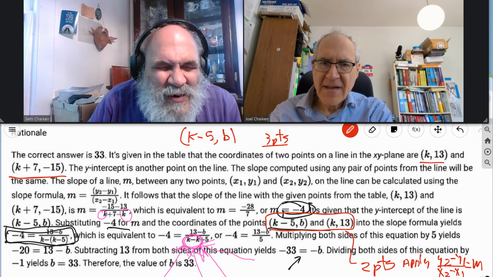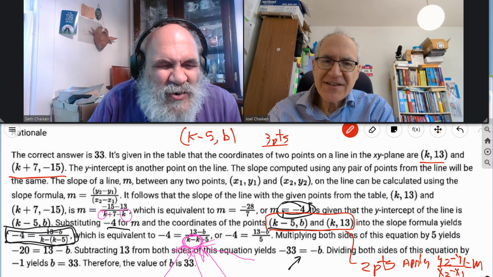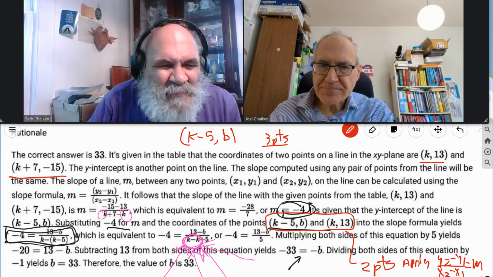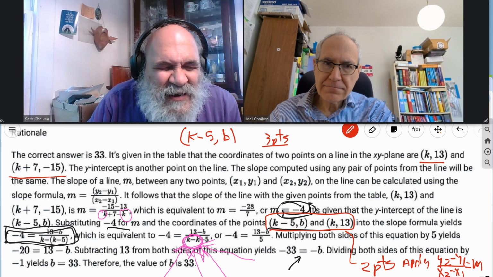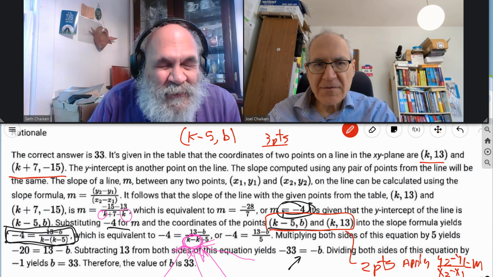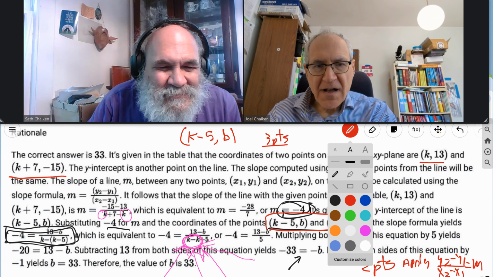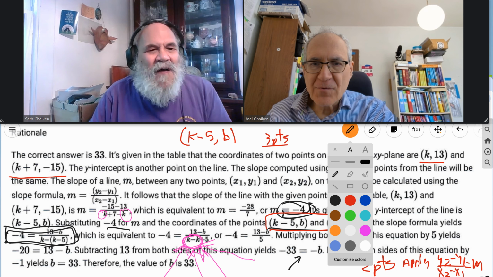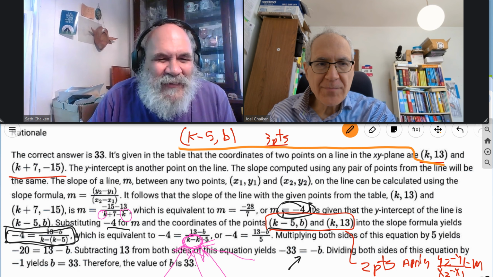Yeah. Well, I don't know. So they don't use the data that (k minus 5, b) is the y-intercept, other than that (k minus 5, b) is a point on the line. Right. So in other words, I wrote here in red, I'll change it to orange. These problems should really have been given as 3 points.